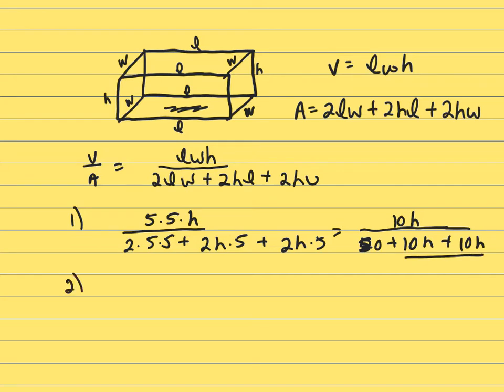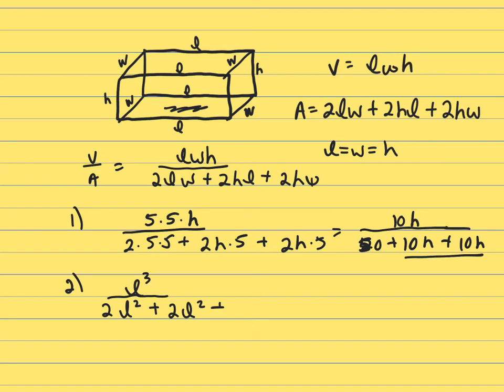And clue 2: L, W, and H all have the same value. Okay, so let's say they're all equal to L. Let's substitute in L for everything, because they're saying L equals W equals H. So that would be L cubed on the top, and then we'd have 2L squared plus 2L squared plus 2HW.